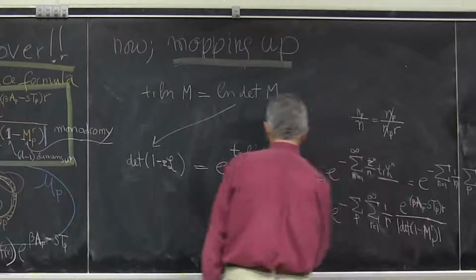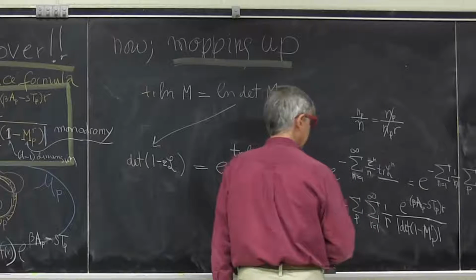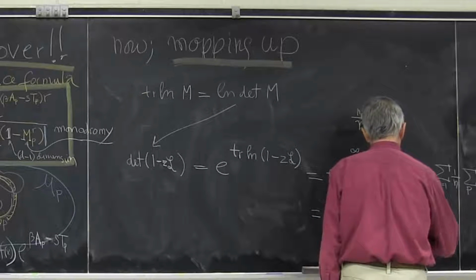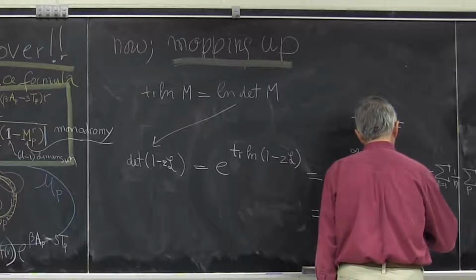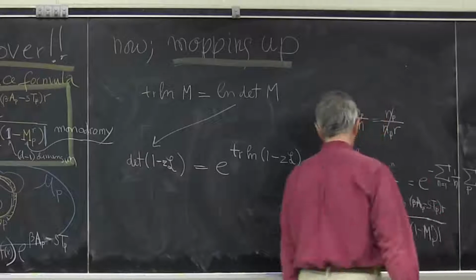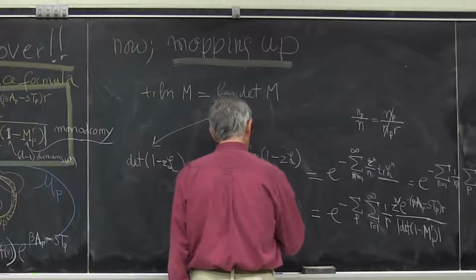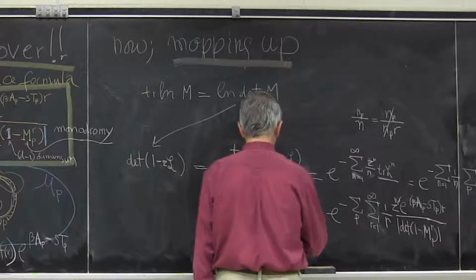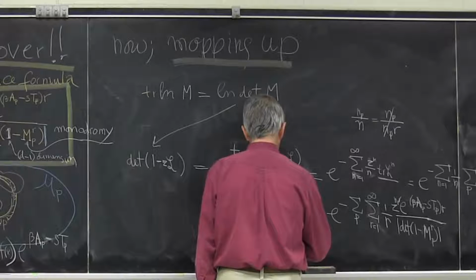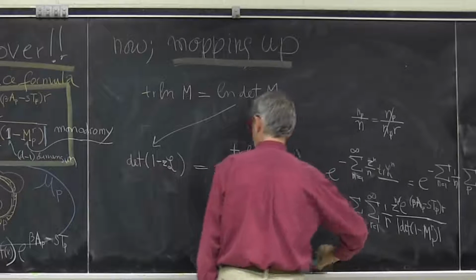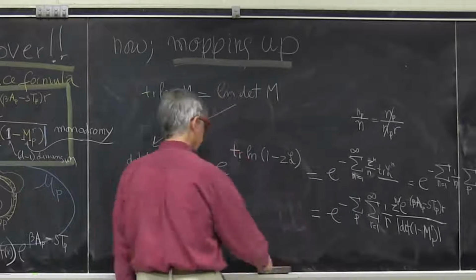And what is a determinant? Oh, I see. This is z to the n_p r, if you want. So the determinant is 1 minus, well, it's just the product of the eigenvalues, right?